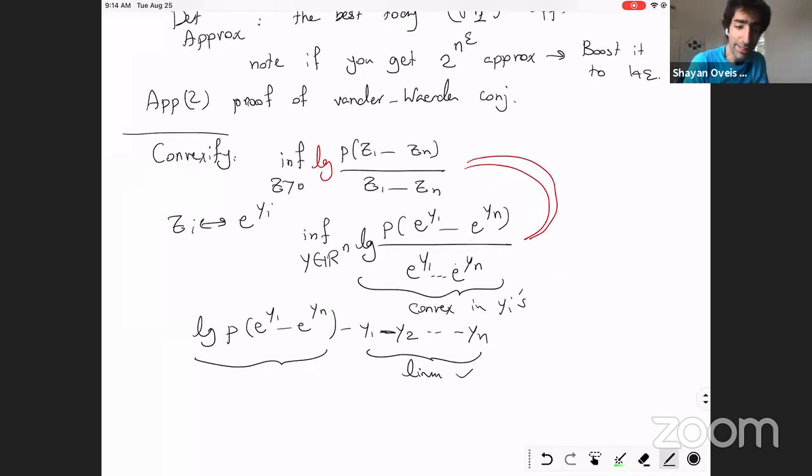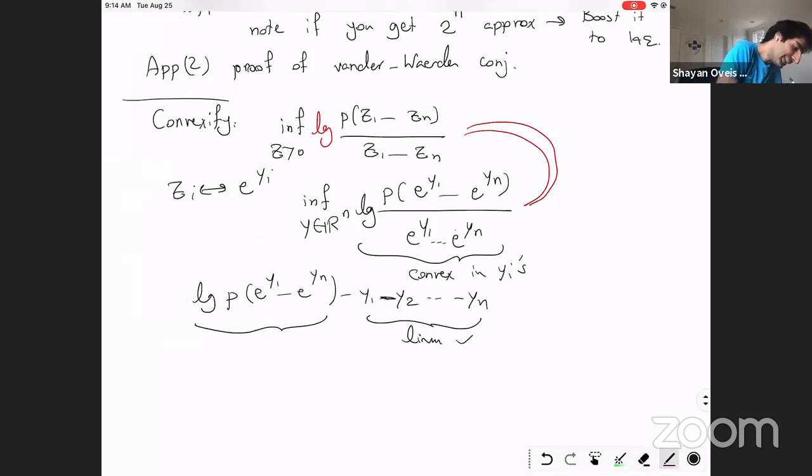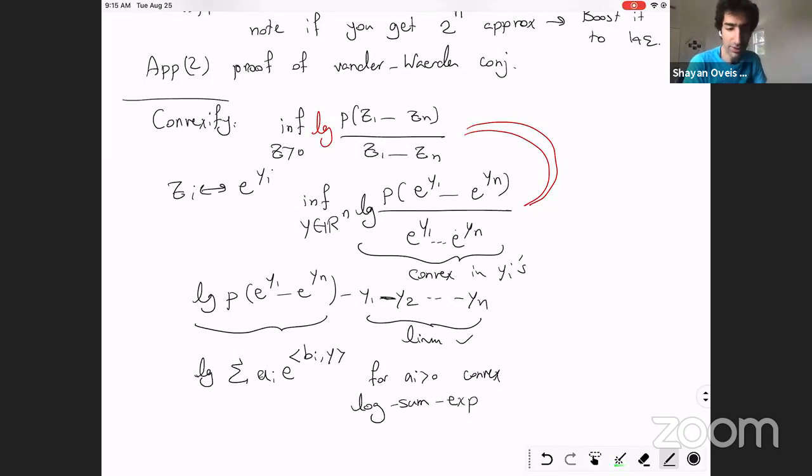The first term is sort of a log-sum-exp. It's a well-known fact in convex programming that if you have a function like this, a log of the summation of, let's call it, ai times e to the bi times y, for ai positive, this is a convex function. It's called log-sum-exp, the log of a sum of exponentials. So this is a well-known fact.